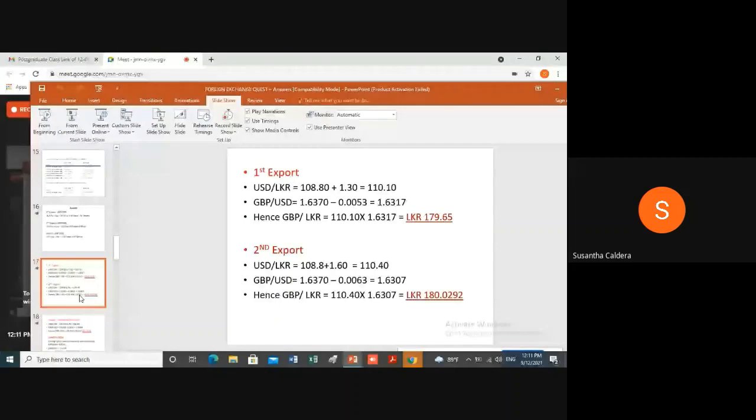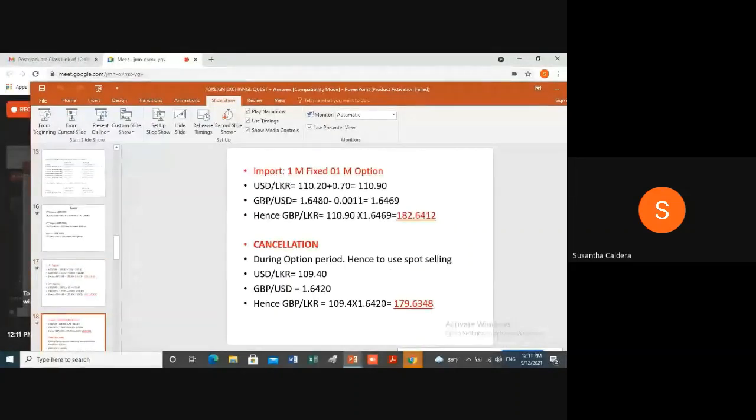179.6348 into 100,000 gives 17,963,480. What is the loss? We have cancelled. The difference is 39,440 rupees. So when we are cancelling the transaction, we have to pay 39,440 as the cancellation fee. A loss to the bank, we collect it from the customer. Right? Okay.